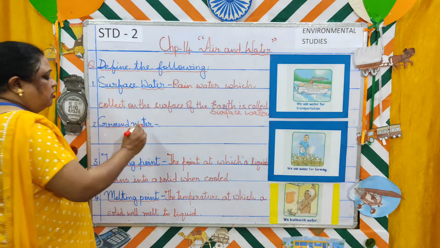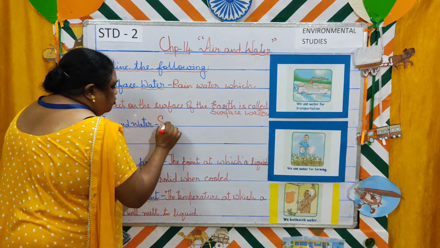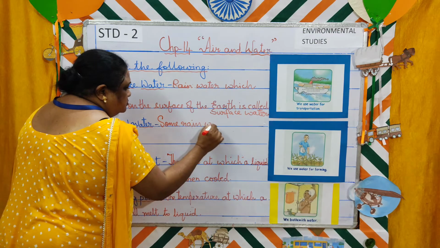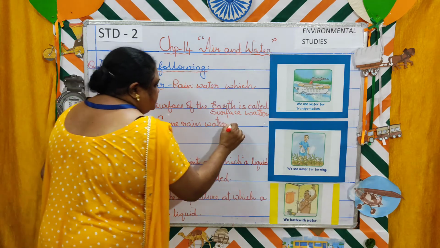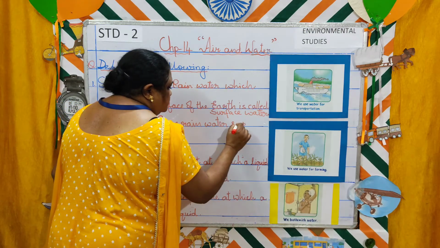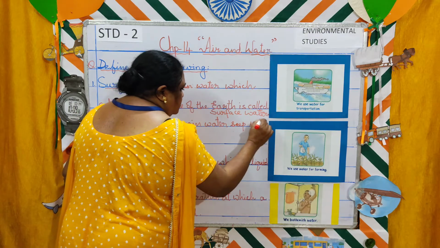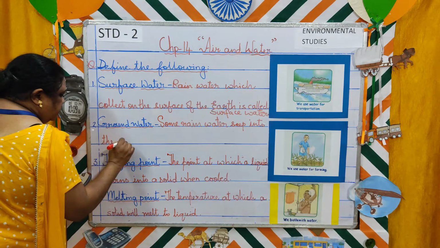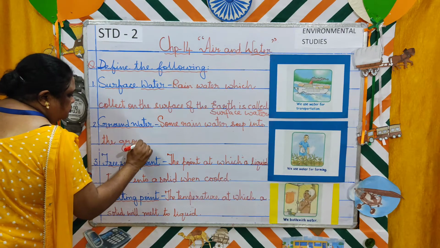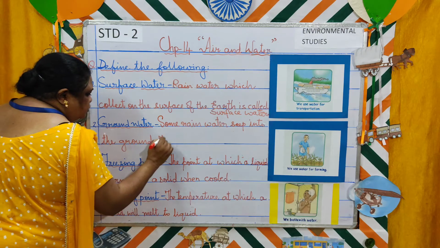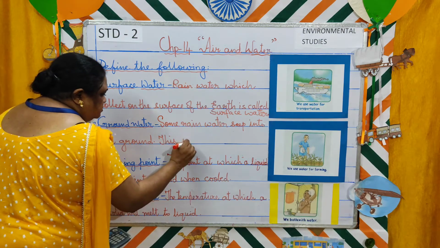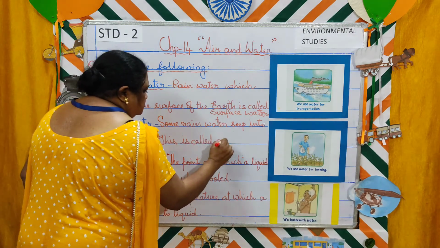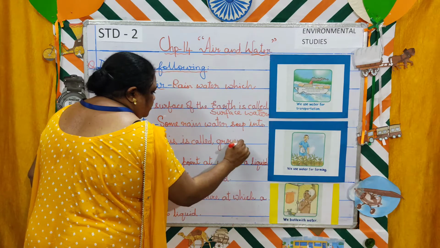Number 2, groundwater. Some rainwater seeps into the ground. This is called groundwater.